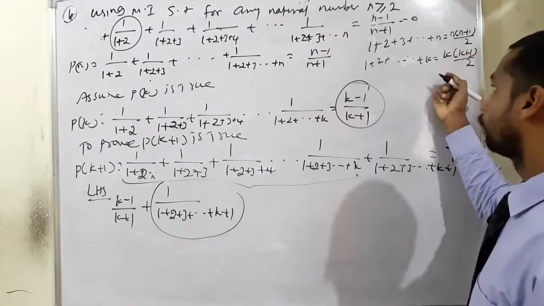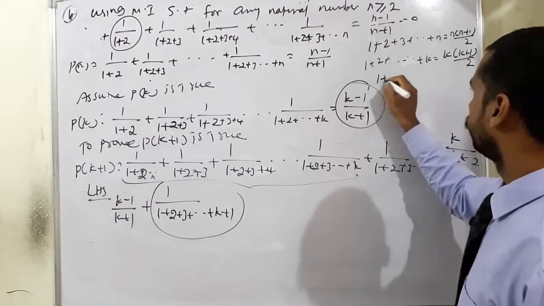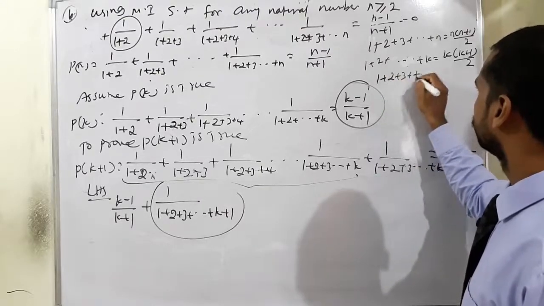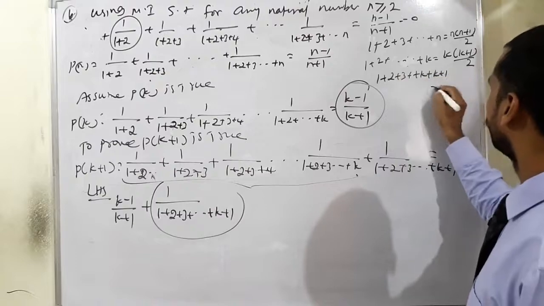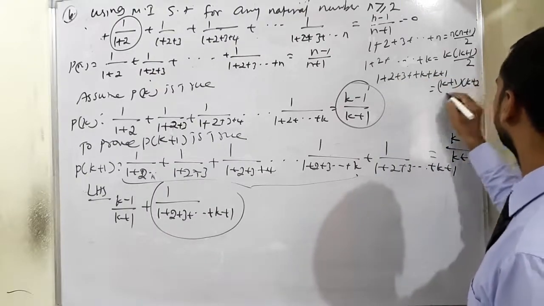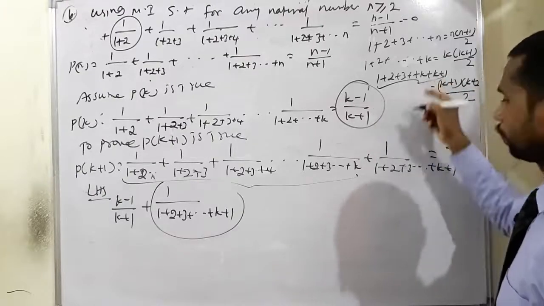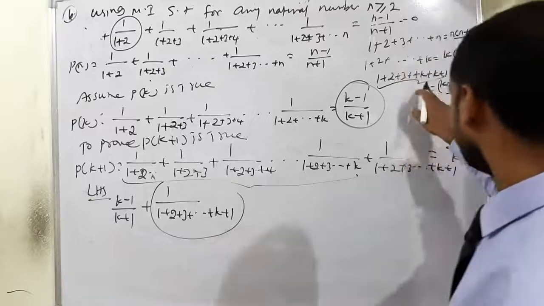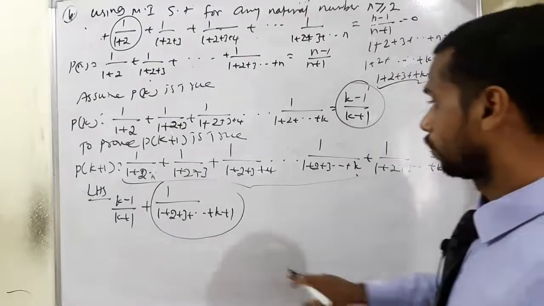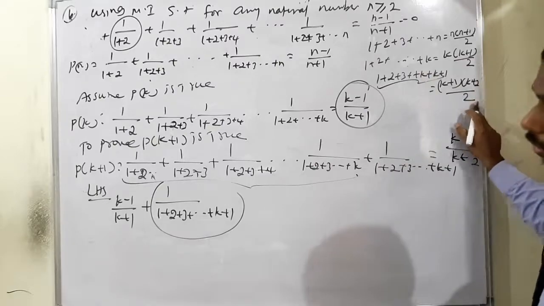So to prove P of k plus 1 is true, what will happen? Again 1 plus 2 plus 3 plus dot dot dot plus k plus 1 is equal to, again, k plus 1 into k plus 2 over 2 will come. So instead of k plus 1, we can take, now what is the value? k plus 1 into k plus 2 over 2.